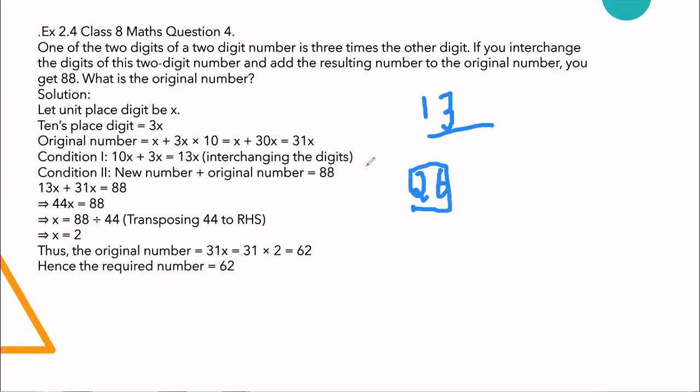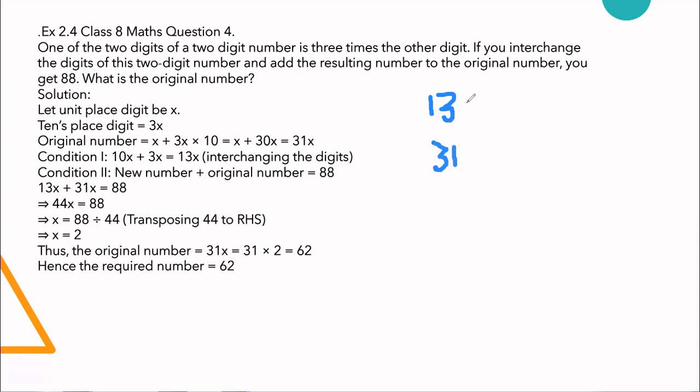I want such a number where that other digit will be 3 times, like if I need to find out a number where 3 times it will be the second digit. Hope you guys understood this. If you interchange the digits of a two-digit number and add the resulting number to the original number, you get 88. Which means that now in my example, I had taken 13. They are saying if I interchange this, what is my number?